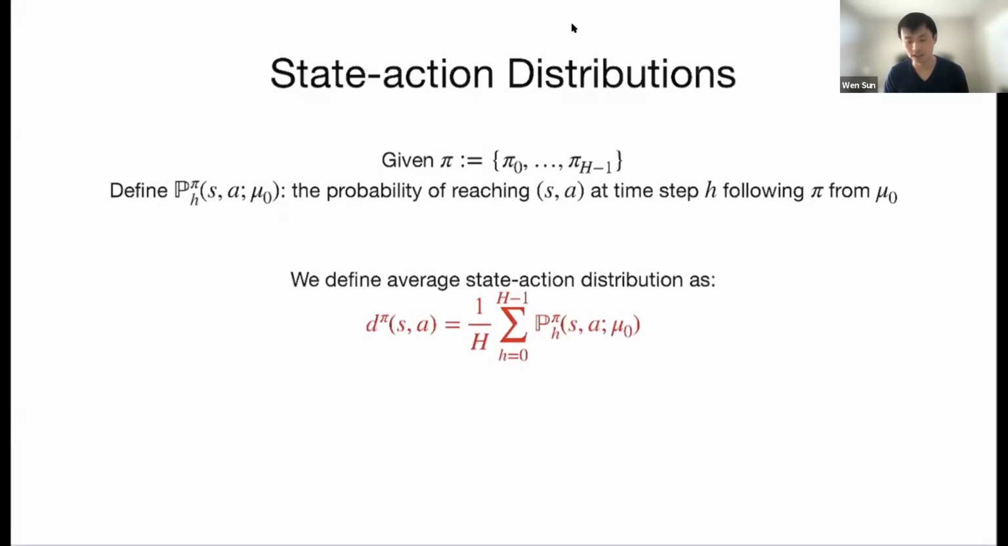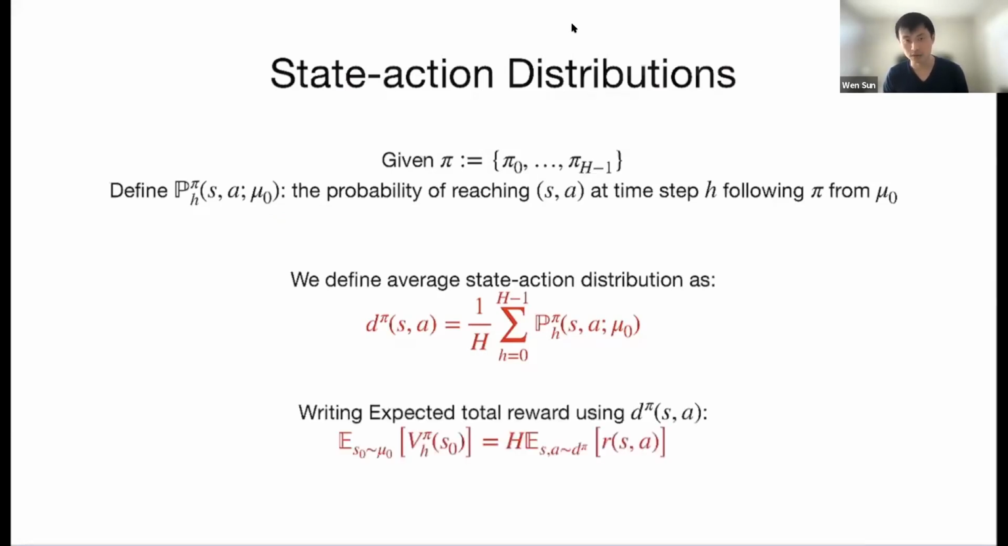And we can define the average state action distribution by just taking a straight average, not exponential averaging anymore. So we have in total capital H many distributions, and our state action distribution is basically a straight average of them. So no discount factor anymore. And again, we can write our expected total reward just using this average state action distribution.